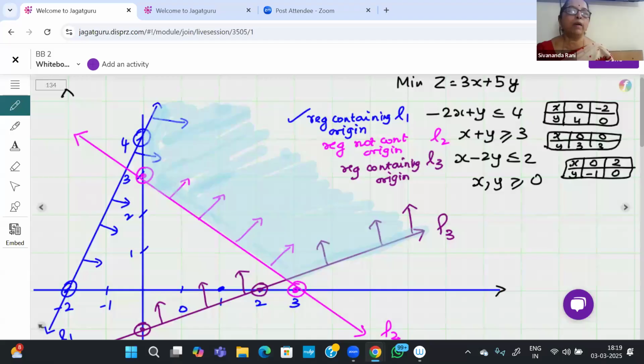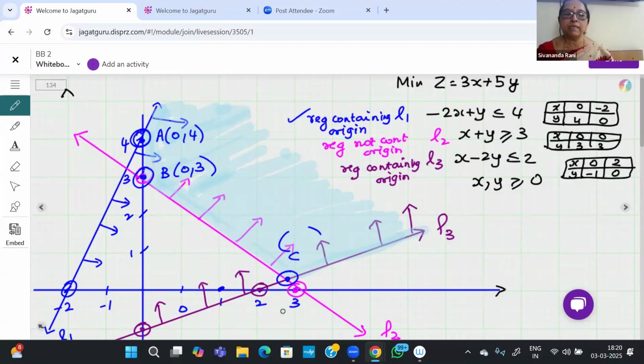Can you see one point here? Maybe we can call it A. We can see another point here, of that light blue region. There are 3 points to consider, right? This one will be (0, 4). This one will be (0, 3).